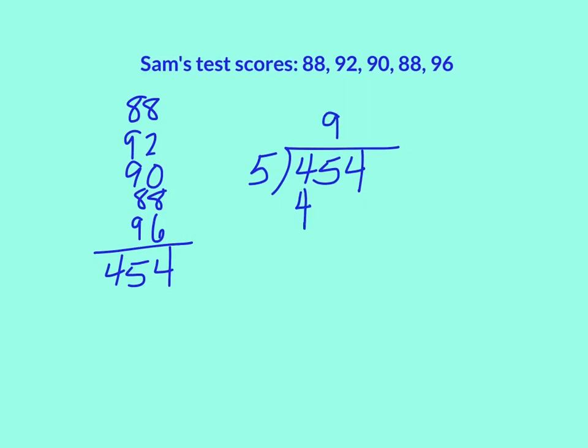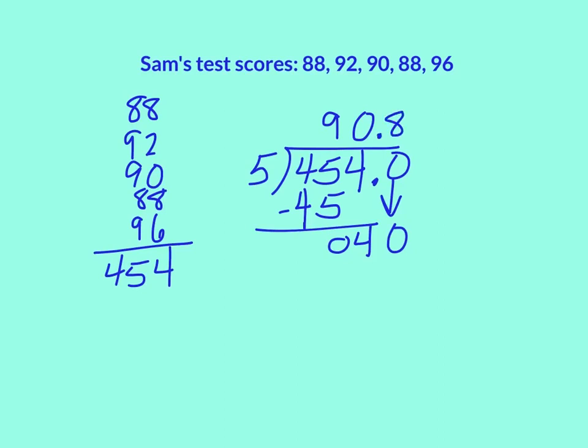So 5 goes into 45 9 times. Drop your 4. It goes into 4 0 times, your decimal and your 0, bring it down. So you could say 90 and 4/5, or you could keep dividing and say 90.8. If you use this method, you'd say he has about a 91 in the class.